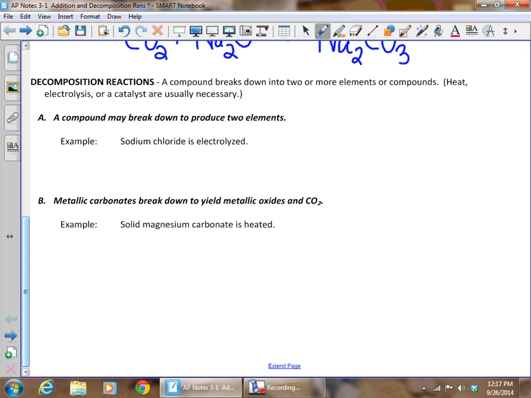In this case, it says sodium chloride is electrolyzed. So if we've got NaCl, no water's mentioned. We don't have to worry about the water. And it's electrolyzed. It's going to break down. Now think about what it's going to break down into. It's going to break down into its elements, not its ions. So we're going to get sodium and we're going to get chlorine. But remember, chlorine's one of our diatomic elements, so it's going to need a Cl2 here.